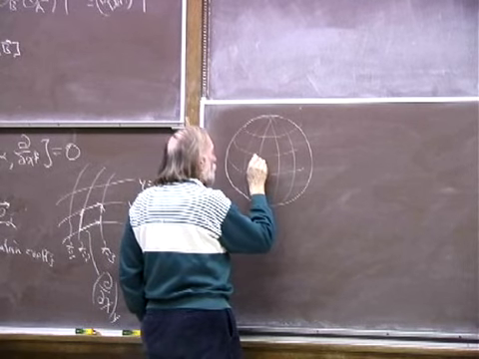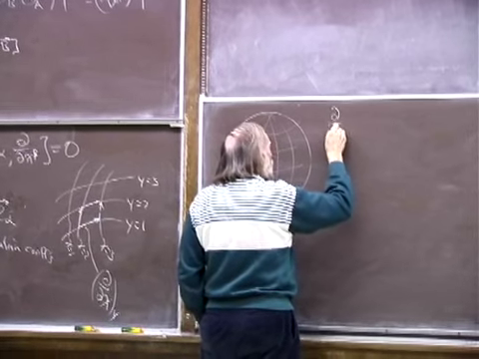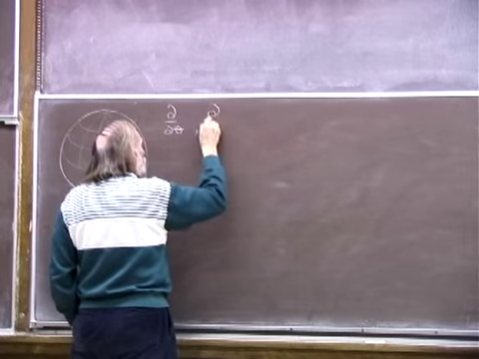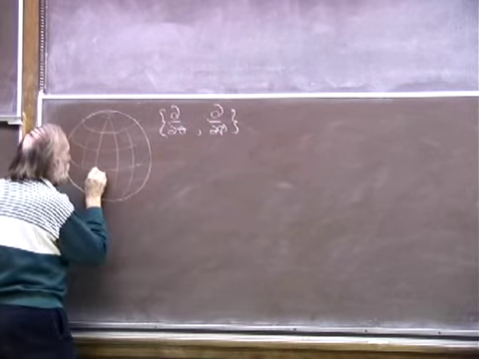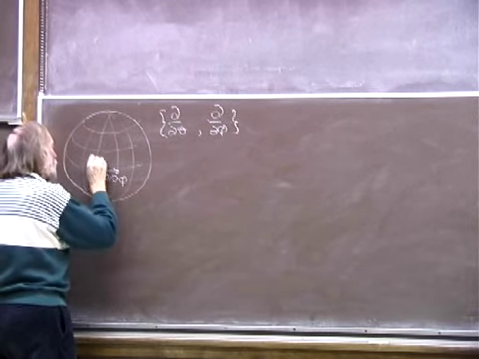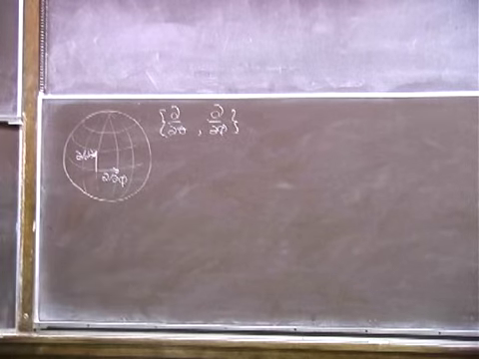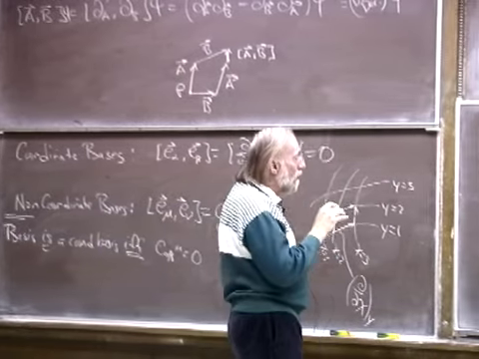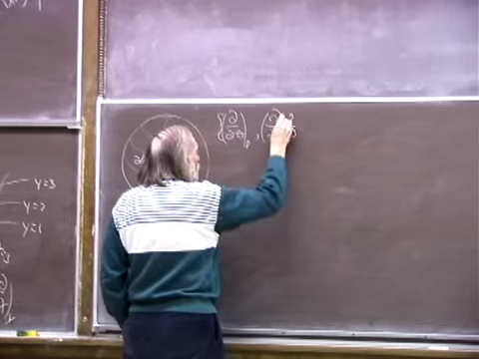Let me start over again. The coordinate basis is d by d theta and d by d phi. Here is d by d phi at fixed theta. Here's d by d theta at fixed phi. Let me finish this, if you're fine. So that's d by d theta at fixed phi. This is d by d phi at fixed theta.